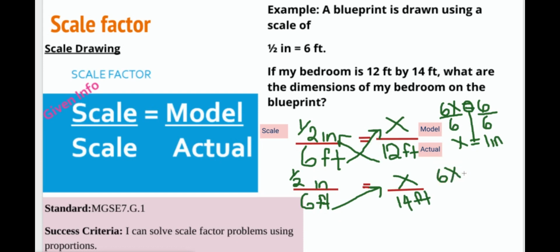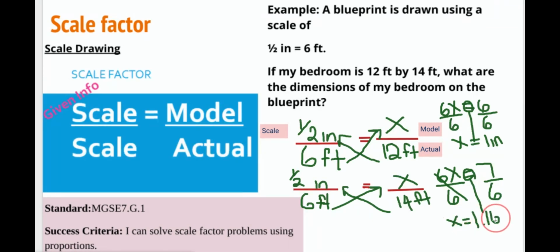6X is equal to 1/2 times 14, which is 7. We have an equation here we can solve using inverse operations. X is being multiplied by 6, so to undo that, we'll divide by 6. Whatever you do to one side, you must do to the other. When you divide, you'll get X is equal to 1 and 16/100 inches.